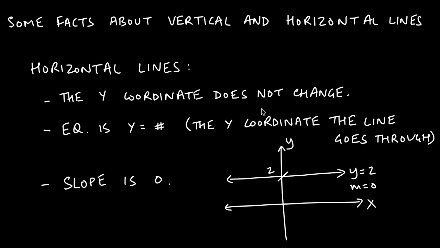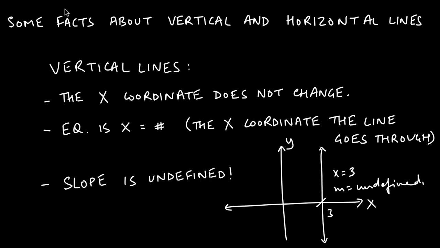And as a result of that, we can say that the equation of all horizontal lines is always y equals a constant, or y equals a number. And that number is the y-coordinate that the line goes through. So if this horizontal line goes through y equals 2, then the equation of the line is y equals 2. Last but very important point about horizontal lines is that the slope is always 0. The slope of all horizontal lines is 0.